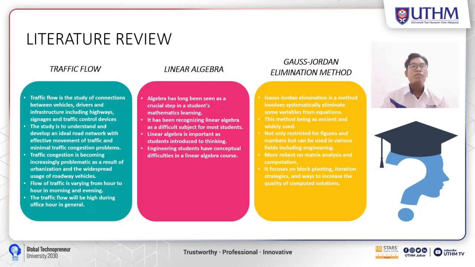The final word for review is the Gauss-Jordan elimination method. Gauss-Jordan elimination is a method that involves systematically eliminating some variables from equations. This method is an extension and widely used. Not only restricted to figures and numbers, it can be used in various fields including engineering. It is more reliant on matrix analysis and computation. They focus on block priority, iteration strategies, and ways to increase the quality of computed solutions.